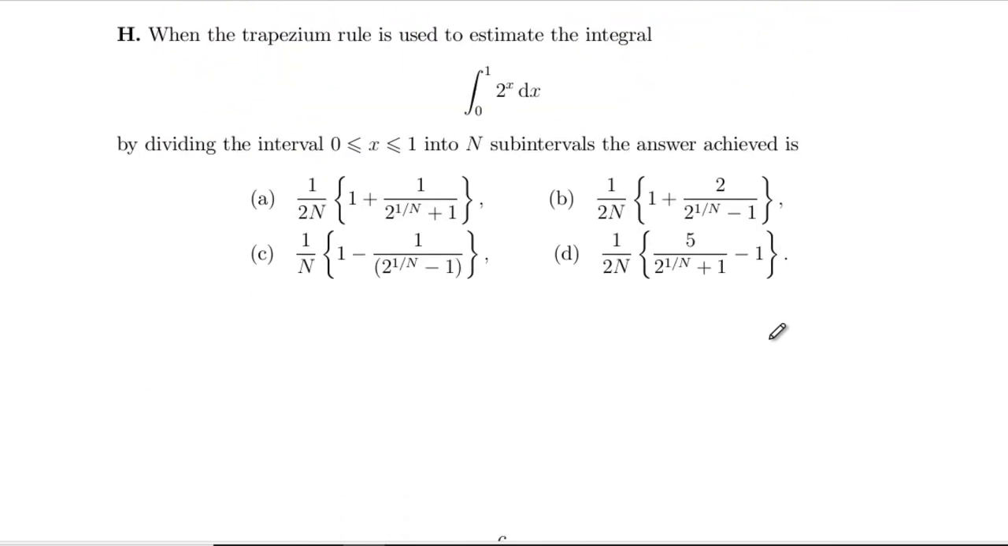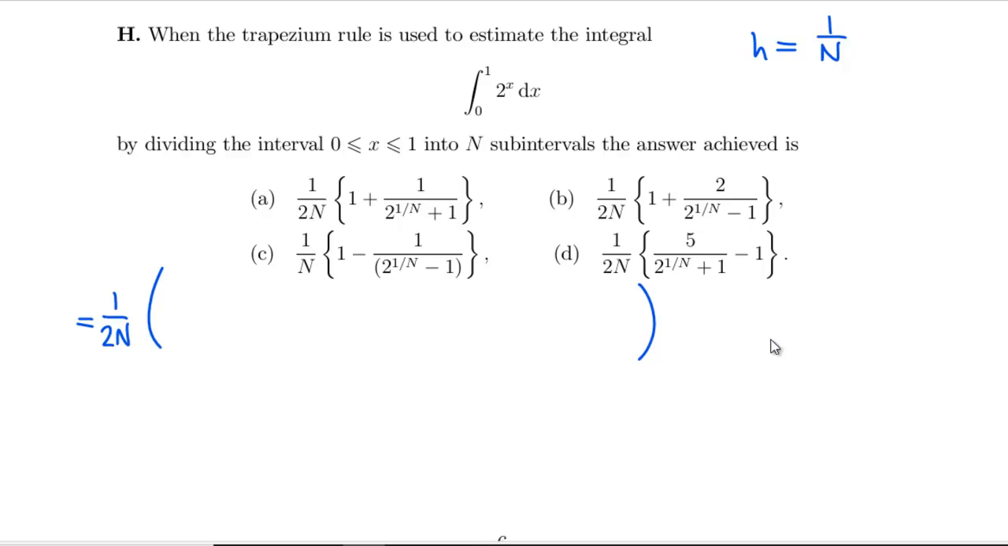Then we've got H. When the trapezium rule is used to estimate that integral by dividing the interval 0 to 1 into n subintervals, what answer do we get? Oh, how tedious is this going to be? Actually wanting us to apply the trapezium rule. Right, okay, so we're dividing it into n subintervals. So our strip width is going to be 1 over n. So doing our trapezium rule, we get h over 2, don't we? So 1 over 2n at the start.